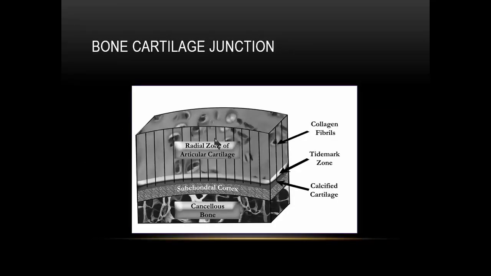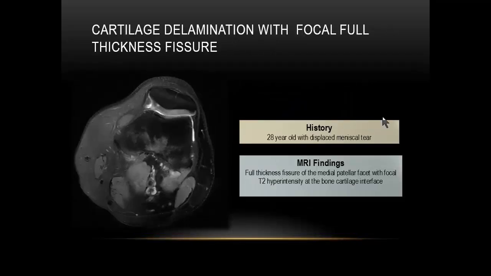The other place where we see osteochondral injuries is at the bone cartilage interface. So this is just an expanded schematic of that area of cartilage. If we look down at the radial zone of cartilage, remember it's perpendicular to the bone cartilage surface, those collagen fibrils will pass through the tide mark zone. They terminate within an area called the layer of calcified cartilage. And as a result, there's this potential area of delamination that can occur between the subchondral cortex and that calcified cartilage layer. And we will see these delamination areas as linear areas of typically T2 hyperintensity that occurred at that bone cartilage interface.